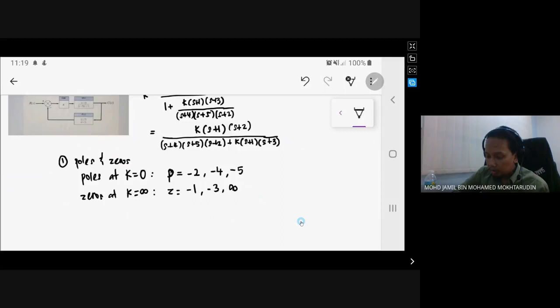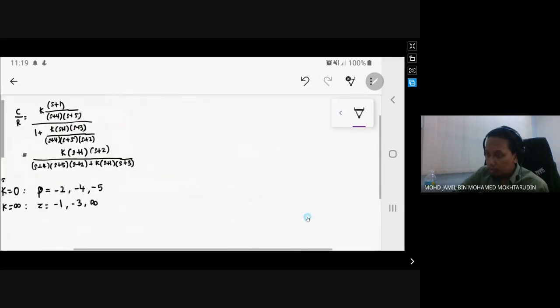And then we sketch the poles and zeros on the S plane first.